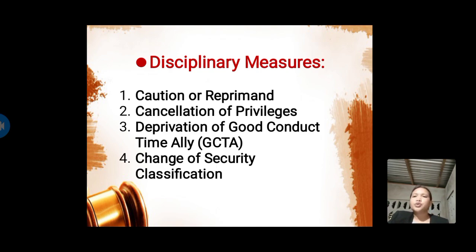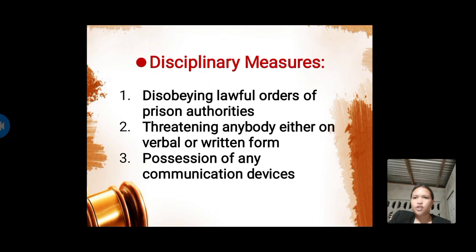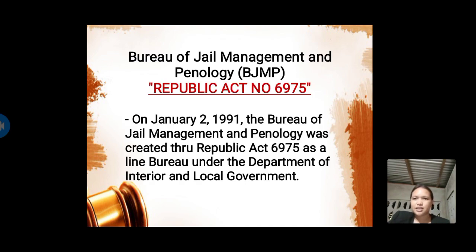So we have disciplinary measures: caution or reprimand, cancellation of privileges, third is deprivation of good conduct time allowance, and next is change of security classification. We also have disobeying lawful orders of prison authorities, threatening anybody either in verbal or written form, and the possession of any communication devices.